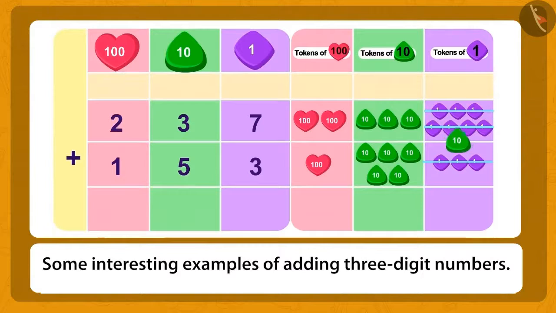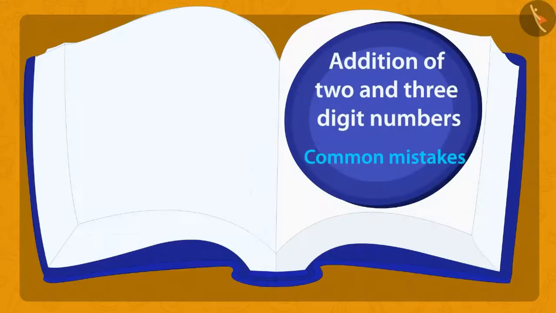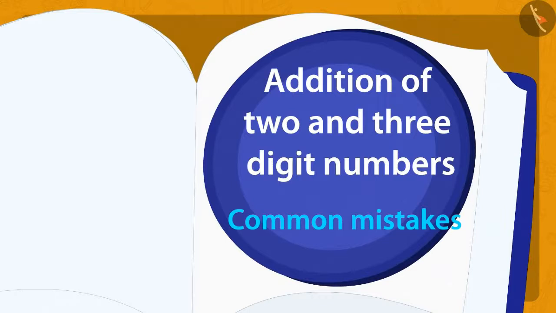Children, in this lesson, we have seen some interesting examples of addition of 3-digit numbers. Children, till now we have learned about the addition of 2 and 3-digit numbers using the carryover method. In this lesson, we will look at some common mistakes related to it.